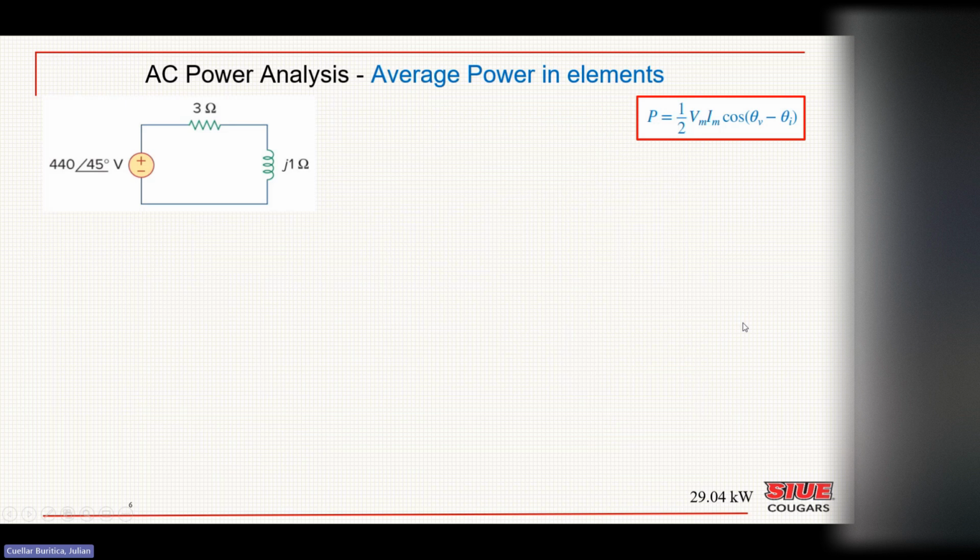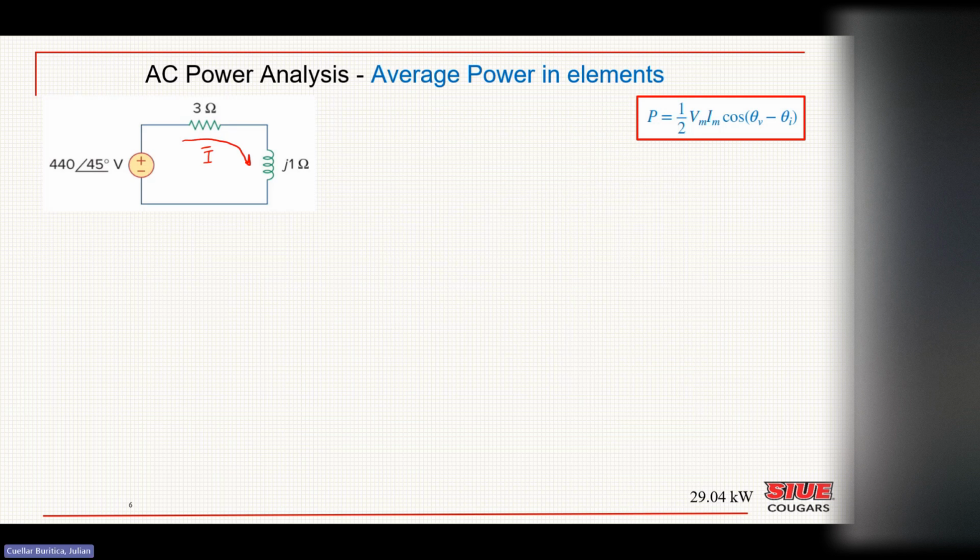Let's check this quickly with this example. What is our idea here? We are going to compute the average power that is provided by that power source and also for those circuit elements. Then how this is going to work, we can see that this is an in series circuit. Then we can compute here this current flowing through the circuit.